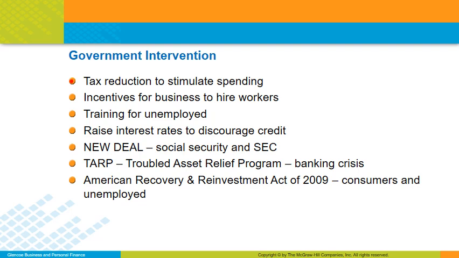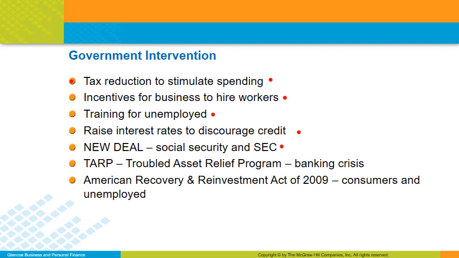So the government can intervene. They can use tax reductions to stimulate spending. They can use incentives for businesses to hire workers. They can train the unemployed or raise interest rates to discourage borrowing.